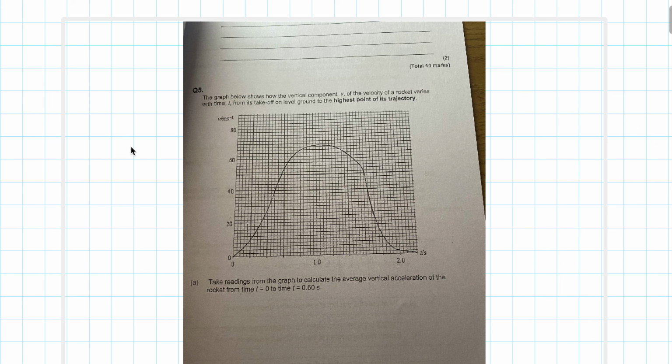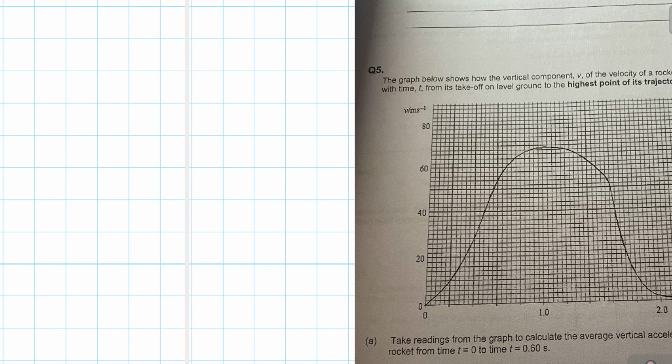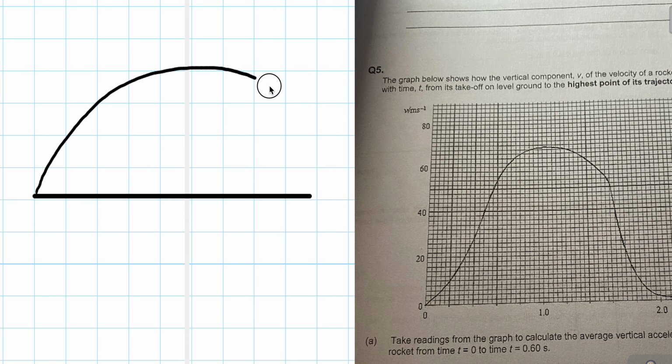So the question states that a graph below shows how the vertical component v of the velocity of a rocket varies with time t from its takeoff on level ground to the highest point of its trajectory. So to start off with, we consider a rocket, and the rocket might go up and down like this, but we're only interested in the vertical part and to its highest point. So we're only interested in here to here, and we're only really interested in the vertical component of that.